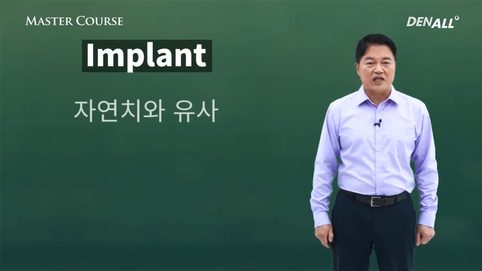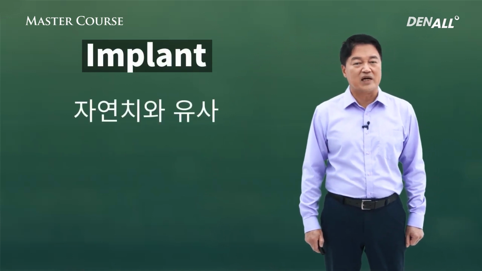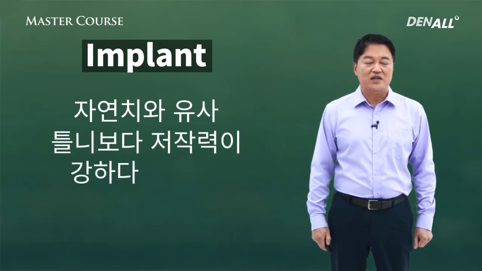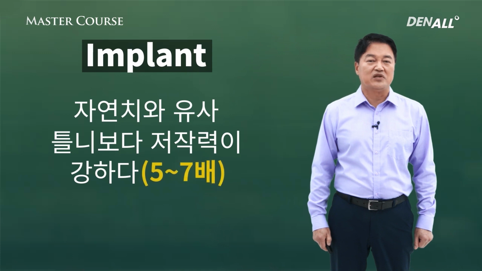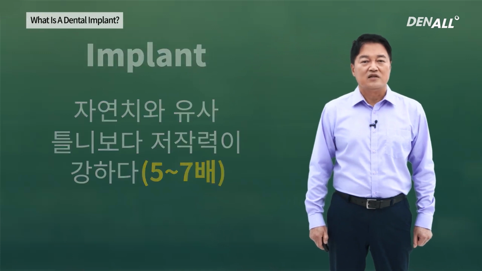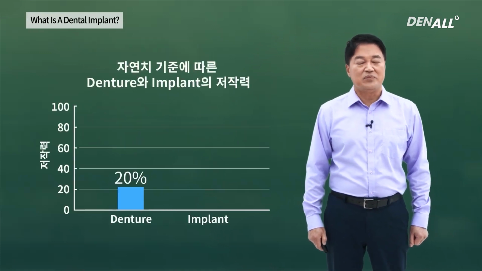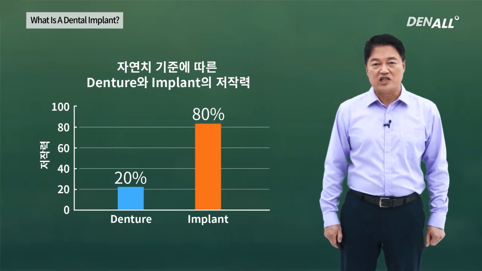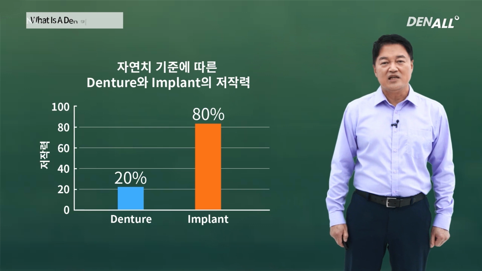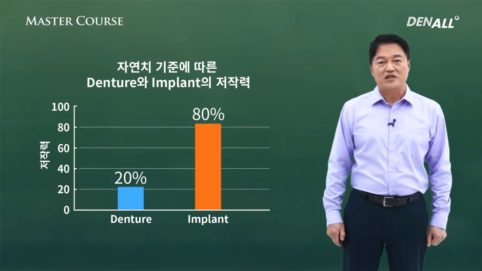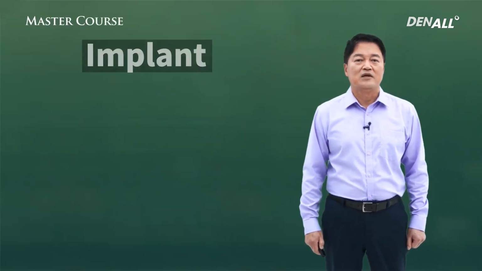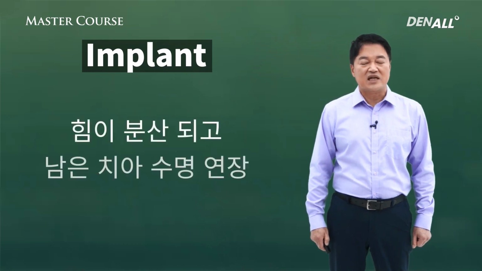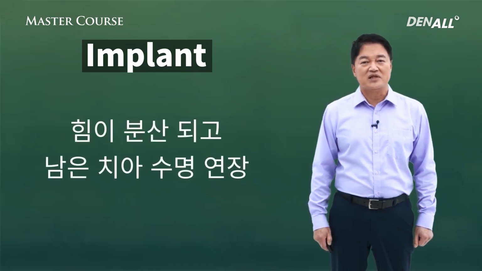On the other hand, regarding implants, they're very similar to natural teeth, and they have stronger masticating force compared with dentures, 5 to 7 times stronger. Dentures compared with natural teeth are approximately 20%, and implants are 80%, so they can restore masticating force. In that way, with implants forces are dispersed and the lifespan of remaining teeth can be improved.